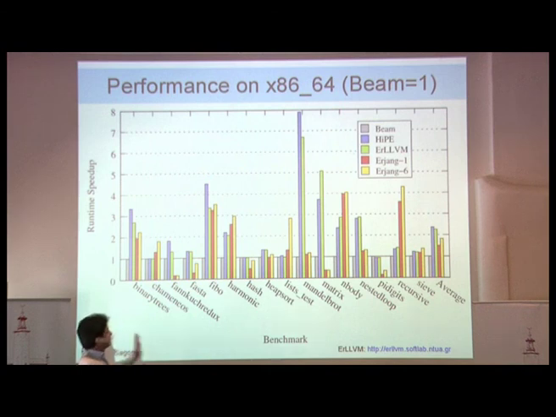So, here's the moment you've been waiting for, the performance. This is on the x86. This is a number of benchmarks, and everything is normalized based on BEAM being 1. So the gray bar in all these charts, I hope you can see the gray, is BEAM. And this is not the interesting bar. It just appears there so that you don't get confused.